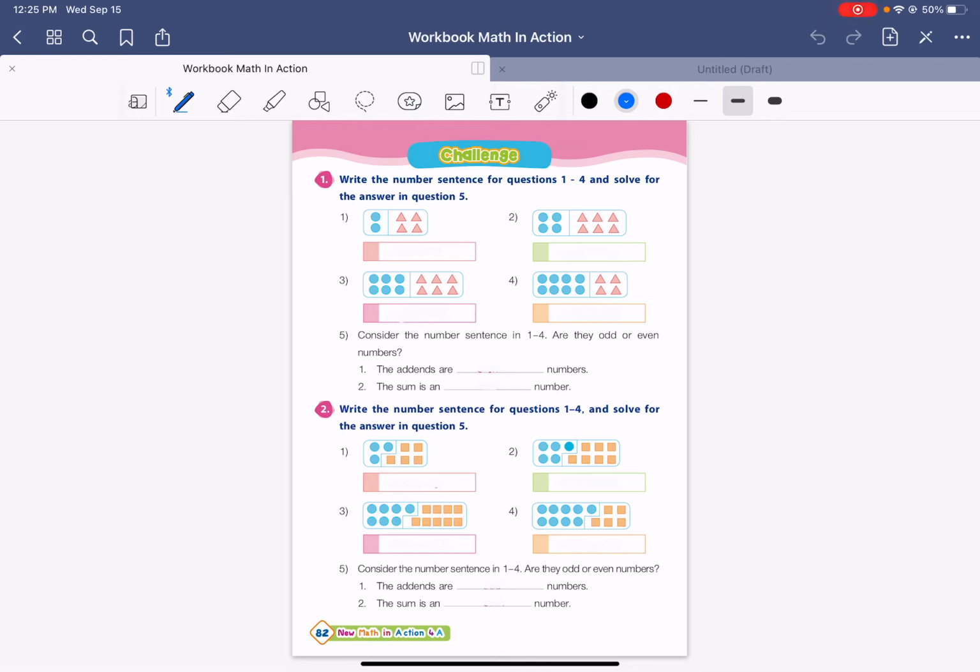Hello class, so we're going to be continuing off with this unit and we're going to finish it off and then we're going to move on to multiplication. But first we're going to do some challenges and then we're going to be done.